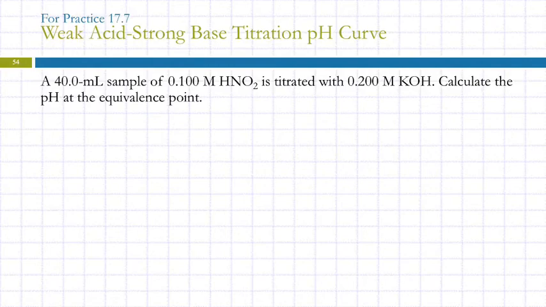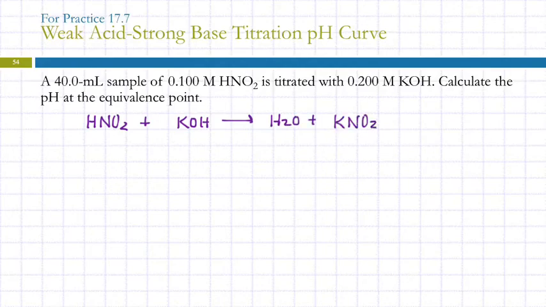Okay, so, well, let's write an equation. So we're going to make some water and some salt. So I've got 40 milliliters of 0.1 molar acid. So that's going to be 4.00 millimoles of the acid. I've titrated it with 0.200 molar KOH.